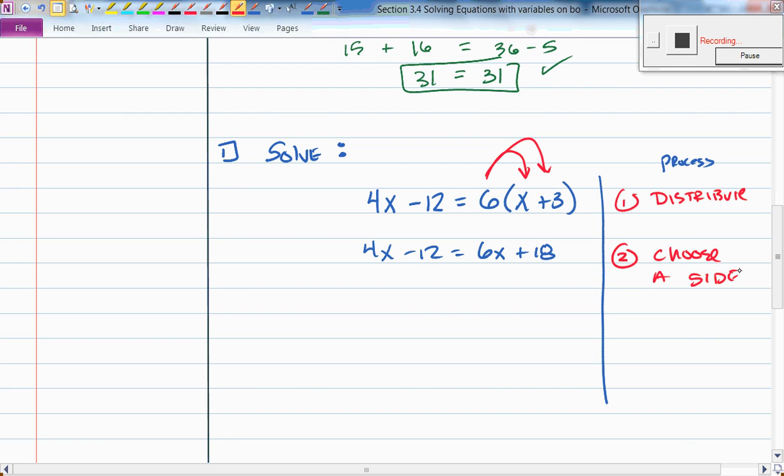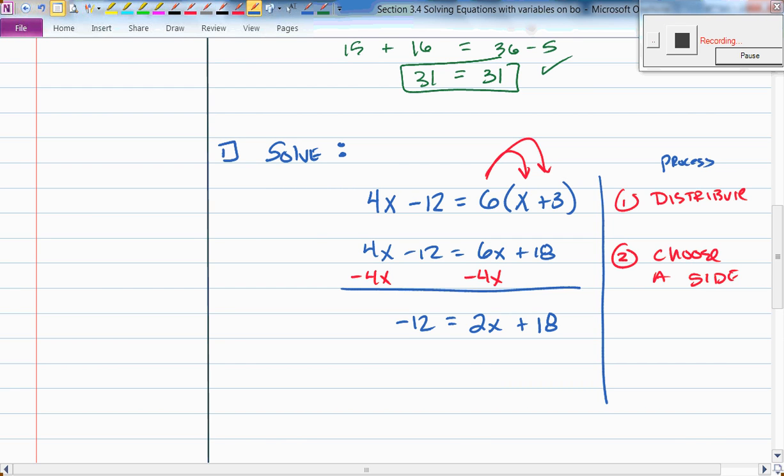Okay, so you want to move everything to the right-hand side? I'm with you. So we're going to subtract 4x. Good. That gives me negative 12 is equal to 6x. Take away 4x, how much is that? That's 2x, and then a plus 18. All right, so far so good. Now we're in good shape because all of the variables are on one side of the equation.